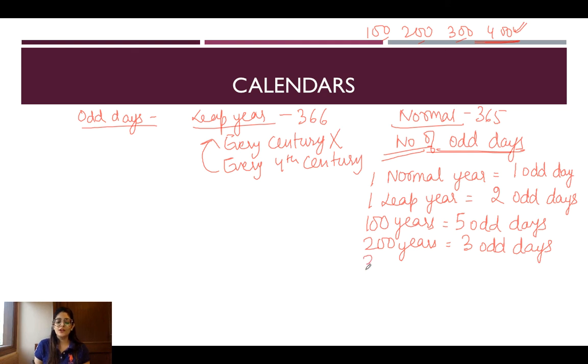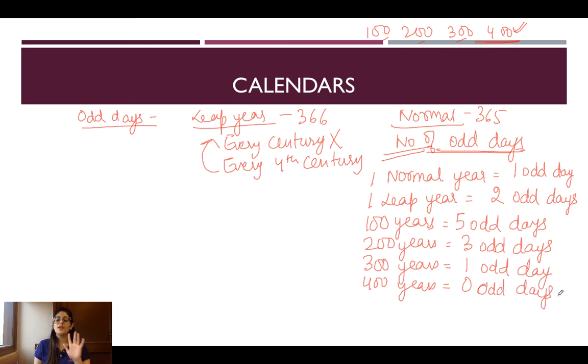ओके, 300 years के अंदर होते हैं 1 odd day, एंड 400 years के अंदर होते हैं 0 odd days. ओके, नाउ दिस इज इम्पॉर्टेंट एंड द लास्ट थिंग रिलेटेड टू दिस इज कि कौन से दिन के साथ कौन सा ऑड डे कॉरेस्पॉन्ड करता है. सो संडे में है 0 ऑड डेज, मंडे, ट्यूसडे, वेंसडे, थर्सडे, फ्राइडे एंड सैटरडे.